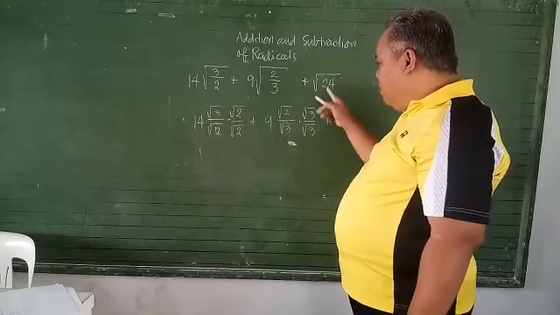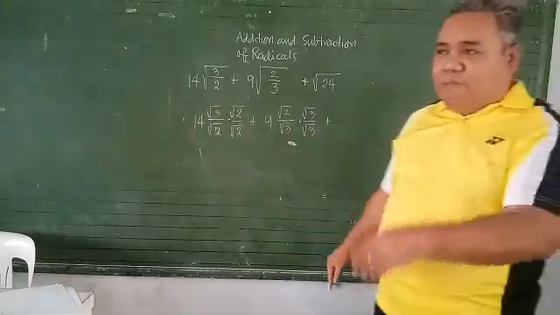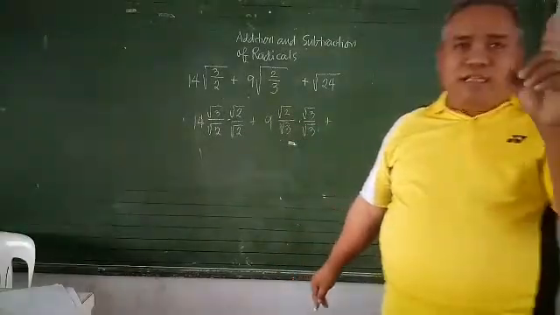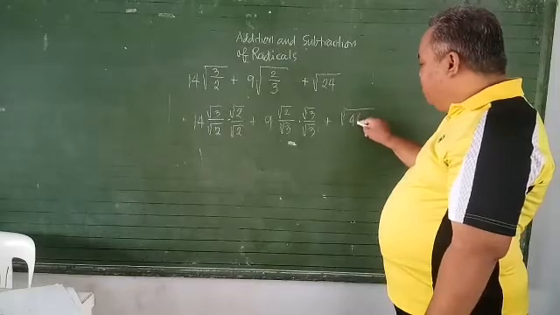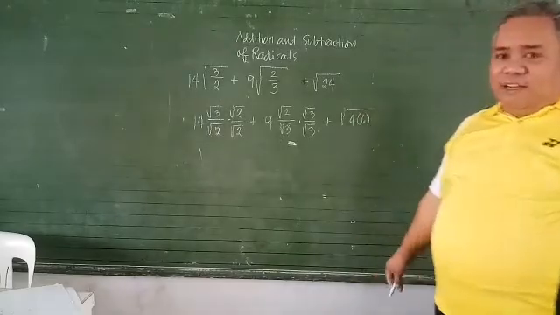And the last one, square root of 24. Just think of a number which is a factor of 24, where one is a perfect square and the other is not. So that is 4 times 6. Okay? Did you follow me?